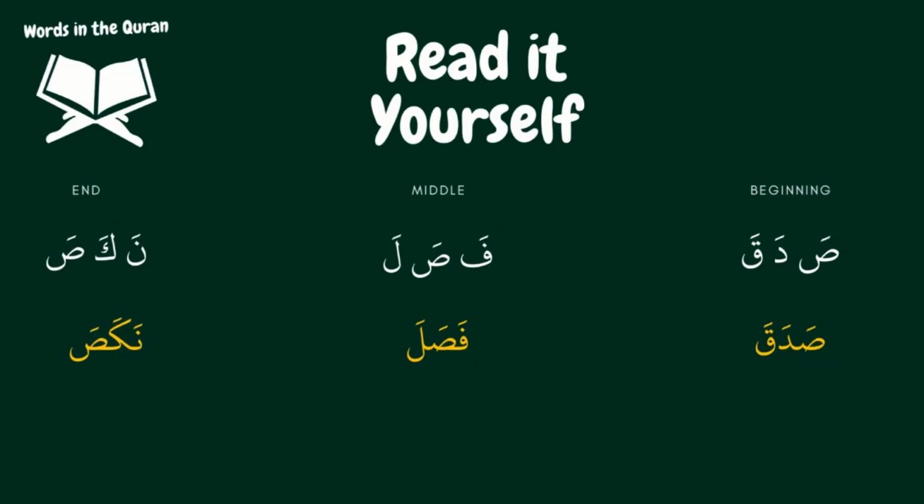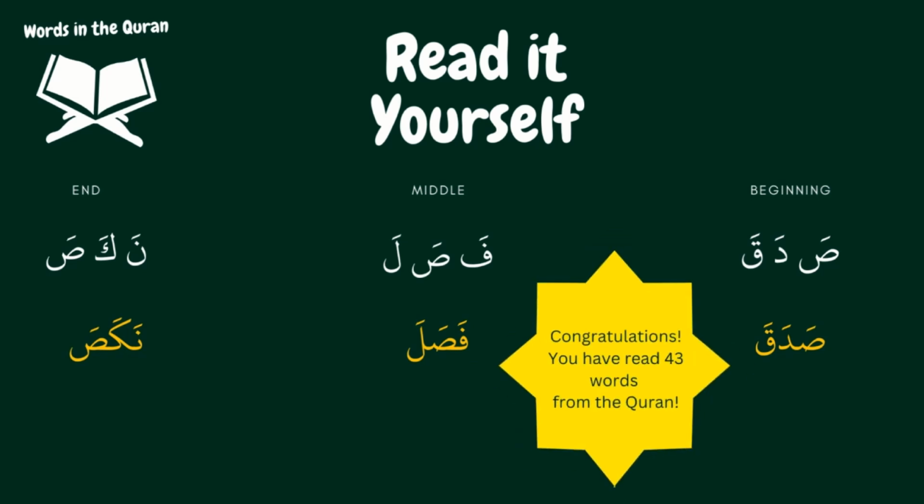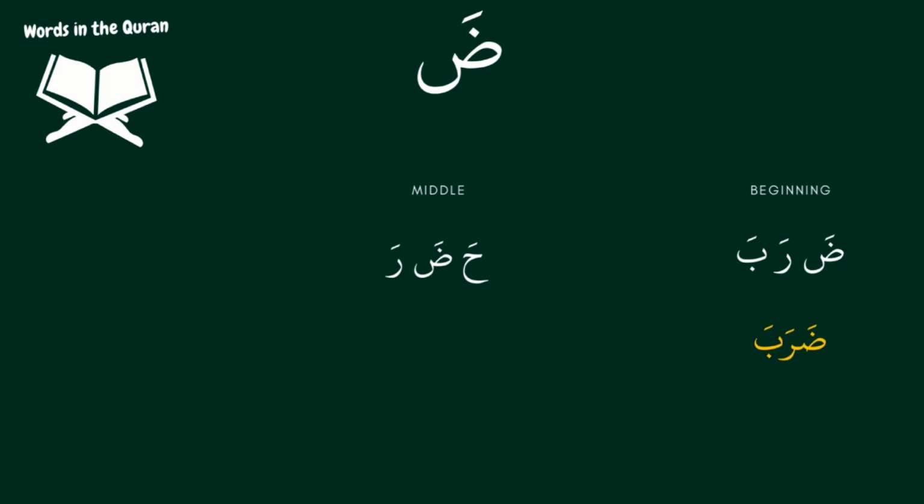Read it yourself. Congratulations, you have read 43 words from the Quran. Dod. Dorobe. ضرب. This is how Dod looks when it's being joined in the beginning. How about in the middle? حضر.